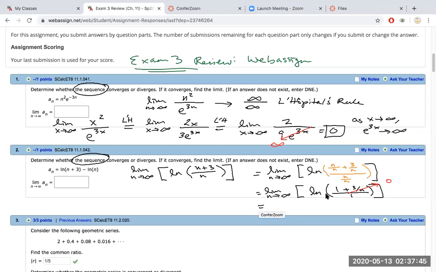So once you've looked at the limit of the stuff inside, we find out that that's ln of 1, and ln of 1 is 0. So we also have 0 for our limit for number 2.